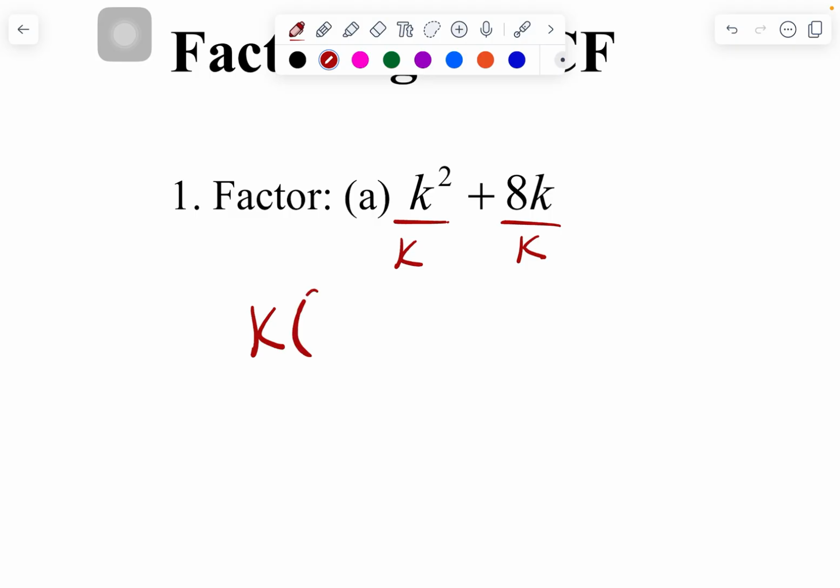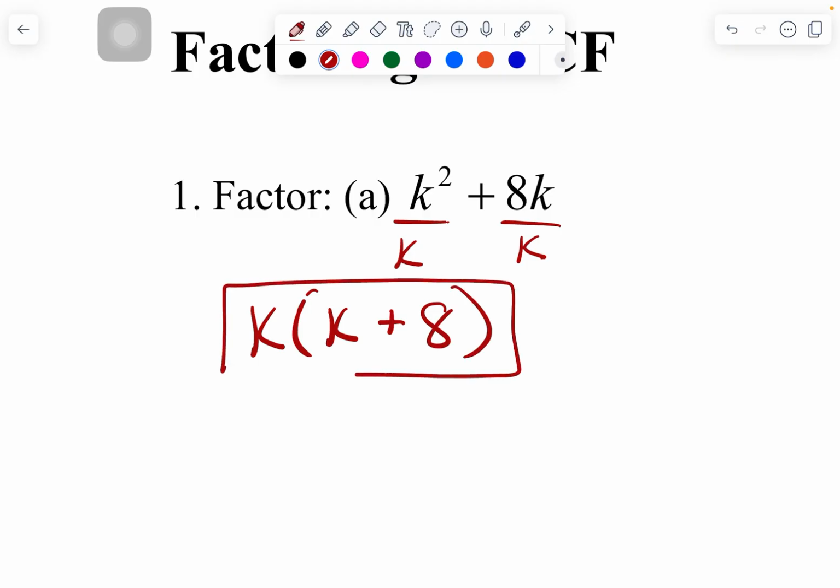What is left over? Well, K squared divided by K is K. 8K divided by K is 8. I have just factored, which means I wrote it as a multiplication problem with the GCF of K. My other factor is K plus 8. Problem number one, part A, done.